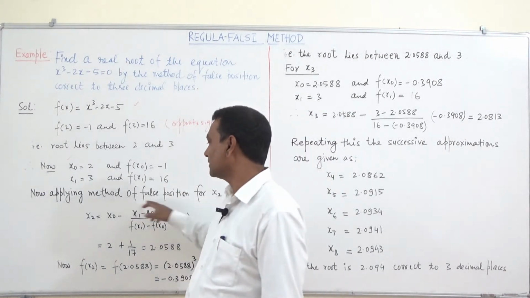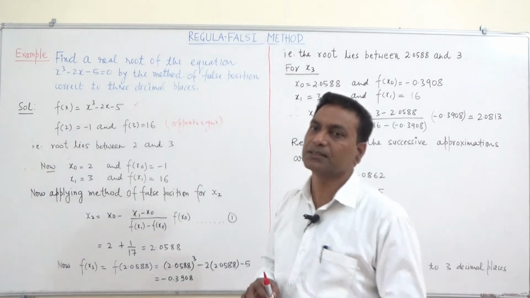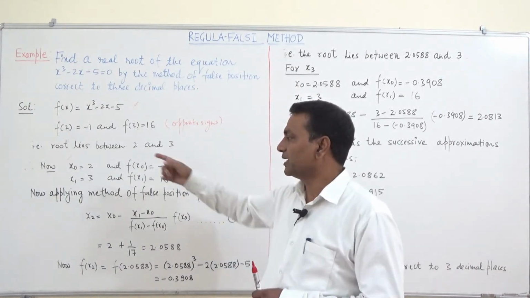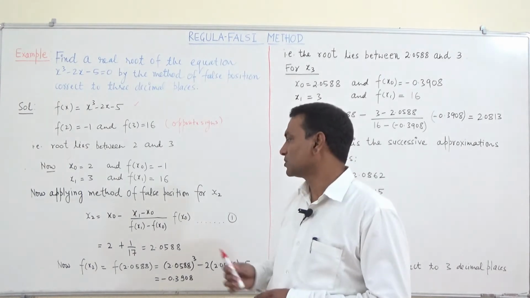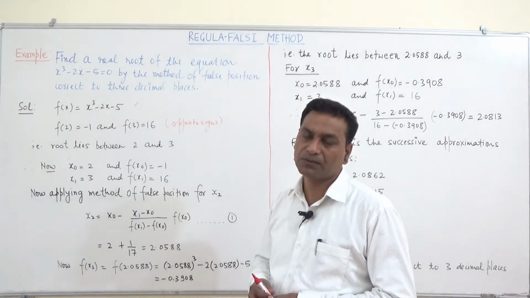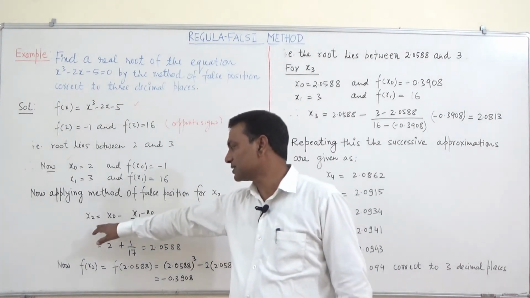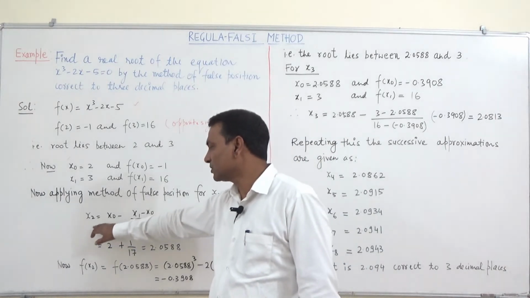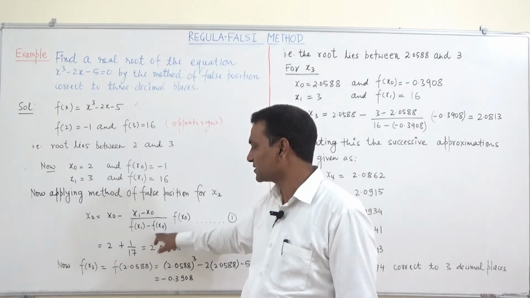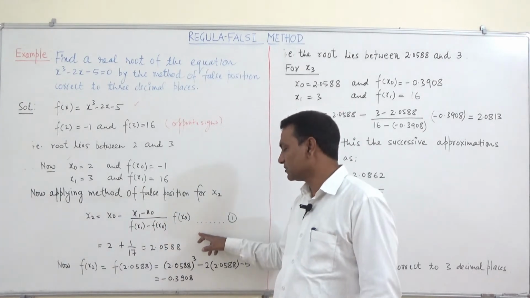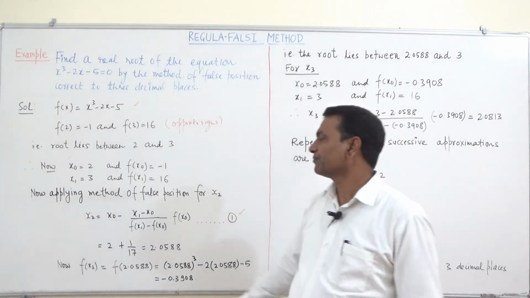Now applying the method of false position for x2. Now that we have the values of x0, x1, f(x0) and f(x1), we can straightforwardly use the formula of the regula falsi method. As we have already discussed, this formula is x2 = x0 - ((x1 - x0) / (f(x1) - f(x0))) * f(x0). Let us say this is equation number 1.